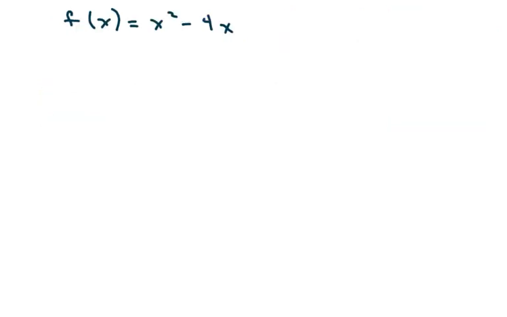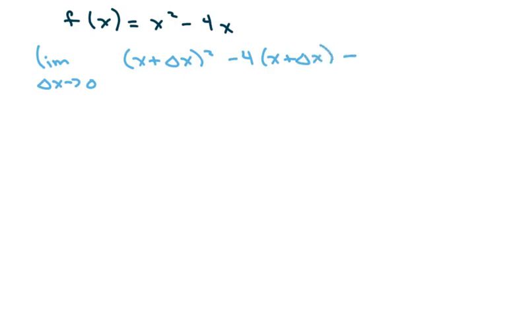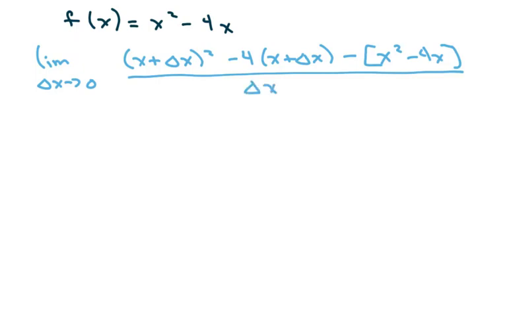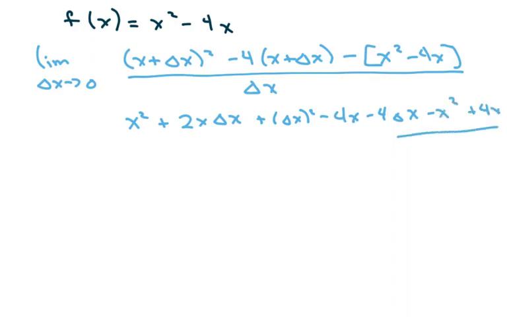Okay, the next one, we have this one here, so we take the limit as delta x approaches 0, and that's going to be x plus delta x squared minus 4 times x plus delta x, and then you subtract the whole function, which is x squared minus 4x. I did some simpler ones of these if you're not used to this. Anyway, let's clean this numerator up. You're going to get x squared plus 2x delta x plus delta x squared minus 4x minus 4 delta x minus x squared plus 4x all over delta x.